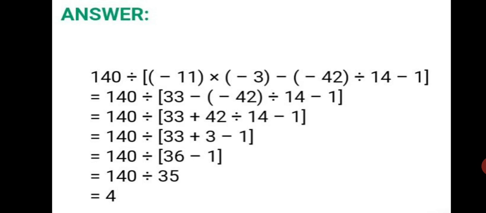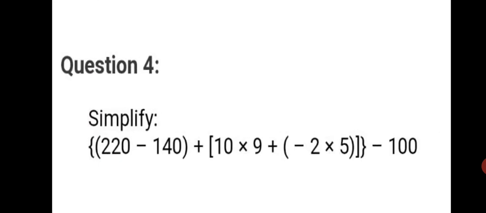Okay, so try to understand once again what we have done. We have solved the brackets first, in the order of multiplication and division first, then addition and subtraction. And finally the outer part we have solved when the expression is in simplified form. Okay, let's see question number 4 now.